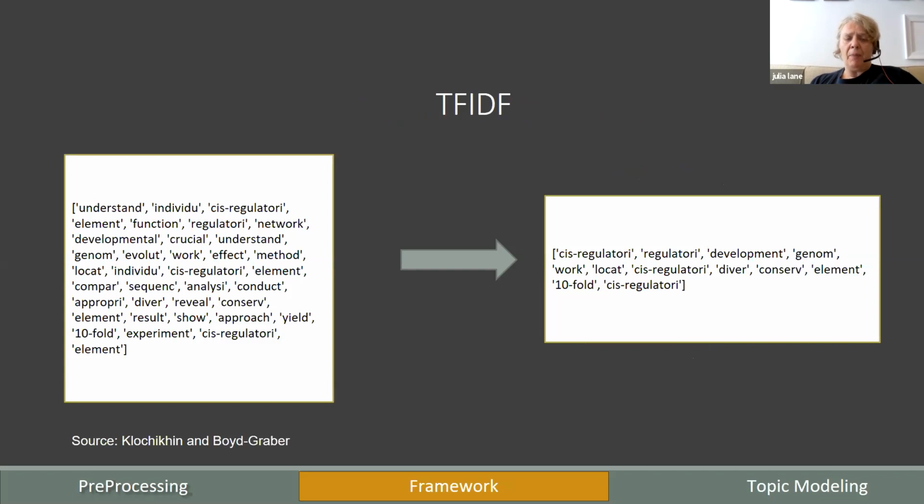When we try to figure out this TF-IDF score, we take our abstract that we were talking about before, and the key words that characterize this particular abstract are listed on the right-hand side.